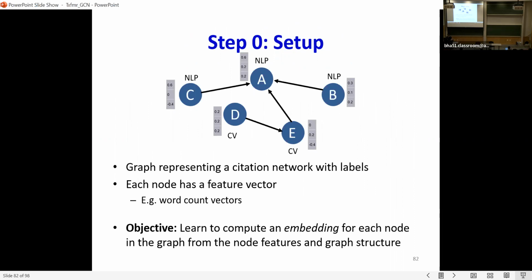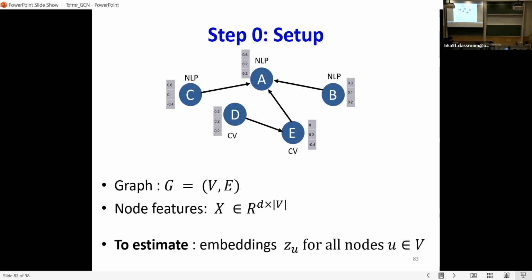I said that graphs could have attributes. That's the attributes. In the case of papers, the attribute can be some kind of representation of the document, TF-IDF, any kind of NLP thing that you can use to represent an 8-page PDF. And the edges are citations between papers. This is your low-level embedding, and this is what you're going to use as inputs.